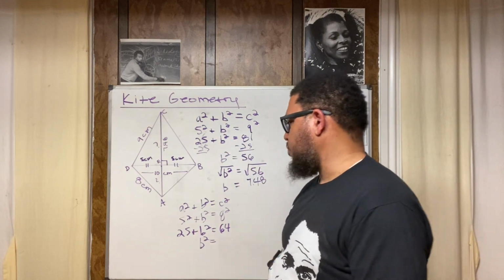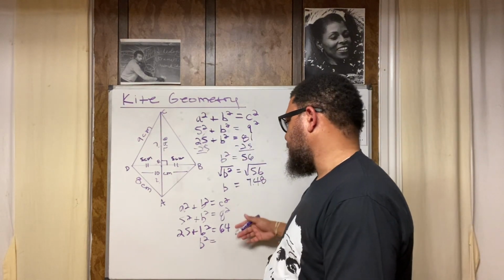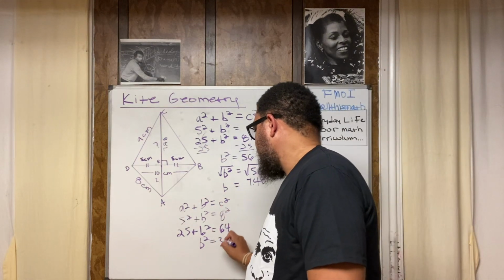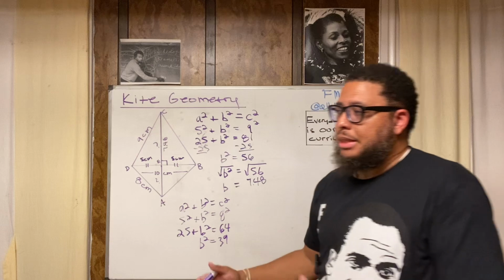All right, 64 minus 25. Do the mental math. 64 minus 20 is 44. 44 minus 5 is 39. B squared is equal to 39. But that's not what B is.